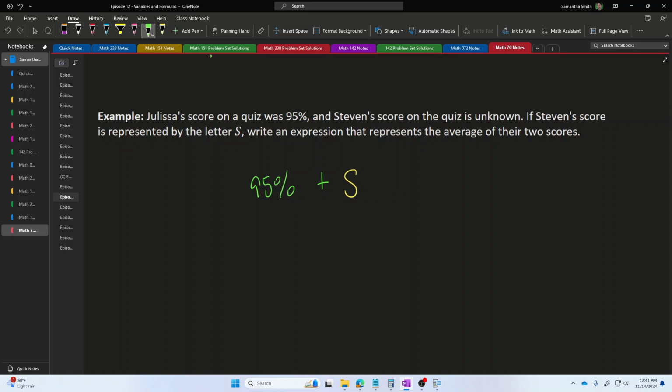And once you've done that, to finish averaging these two numbers, I would just divide by the number of numbers that I have averaged. In this case, I averaged two numbers, Julisa's score and Stephen's score. So this expression, 95% plus S over 2, would be the expression that represents the average of these two scores.